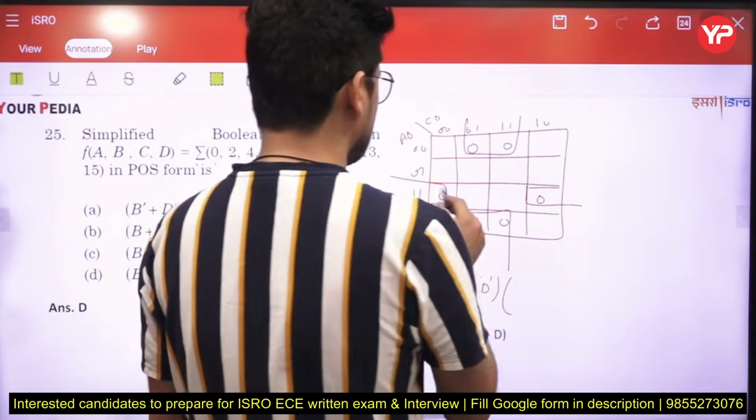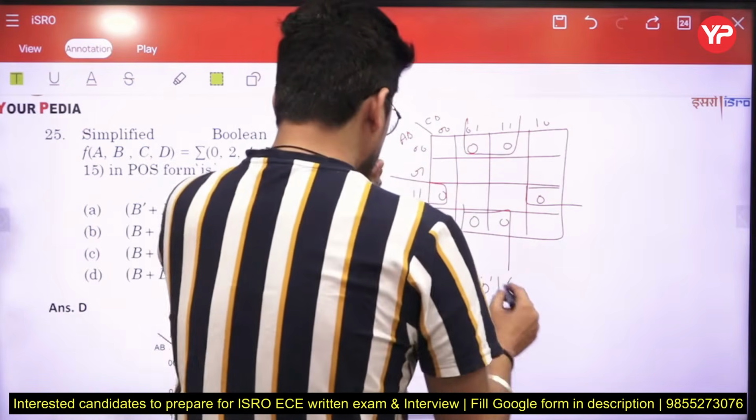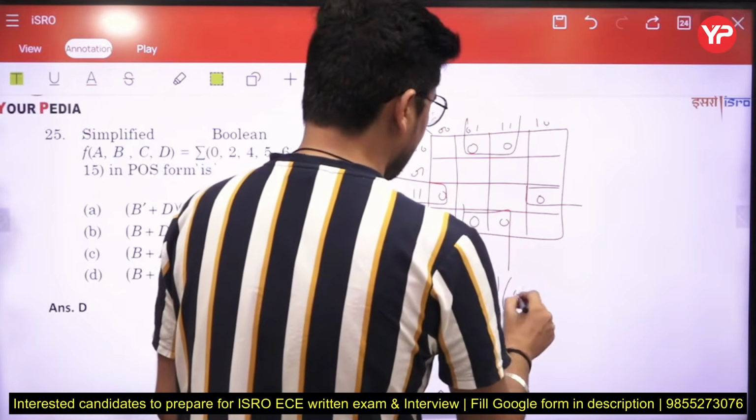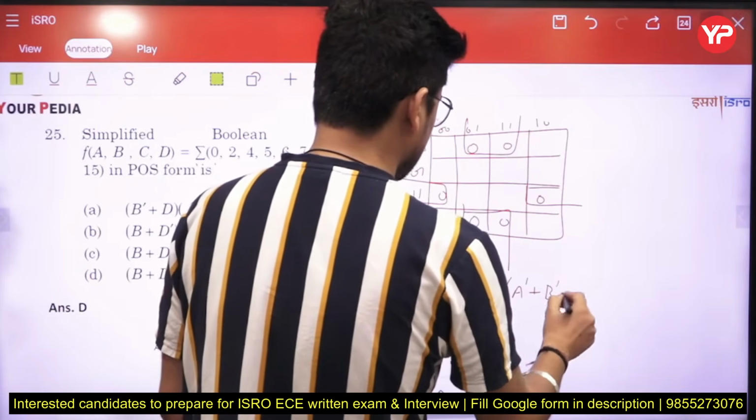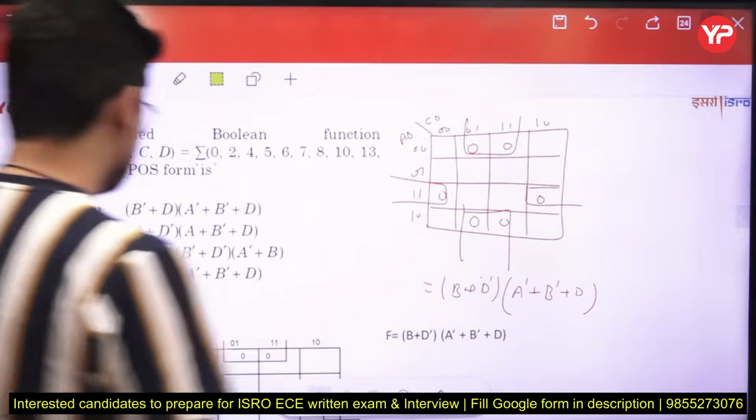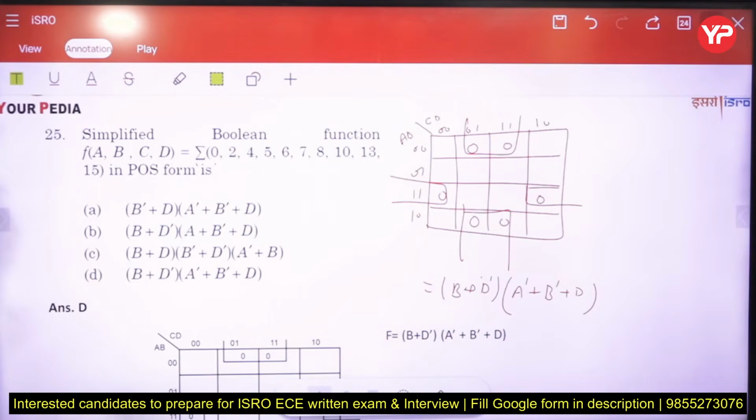Now go for this two expression, that is A dash plus B dash plus D. So what will be the answer? Answer will be D here.